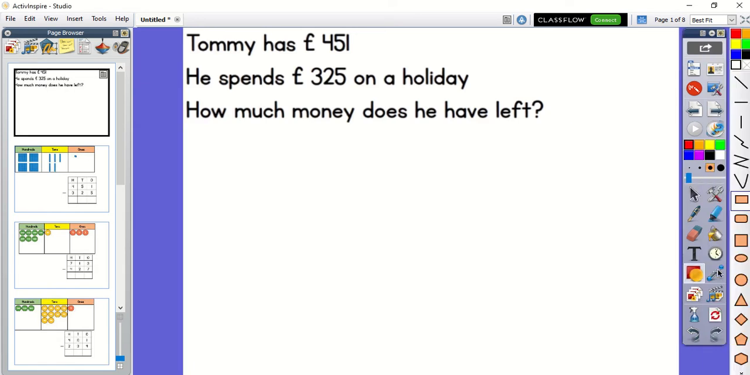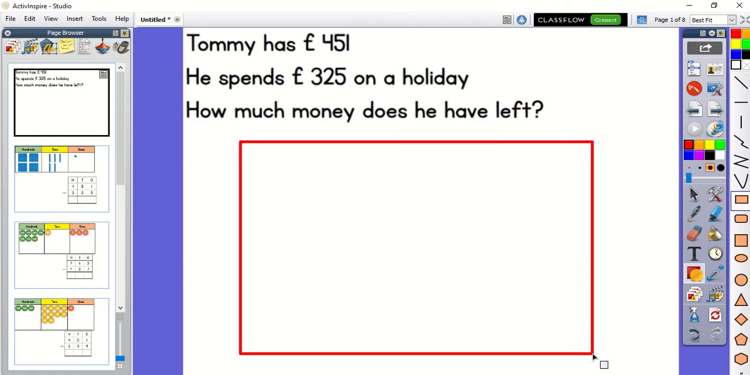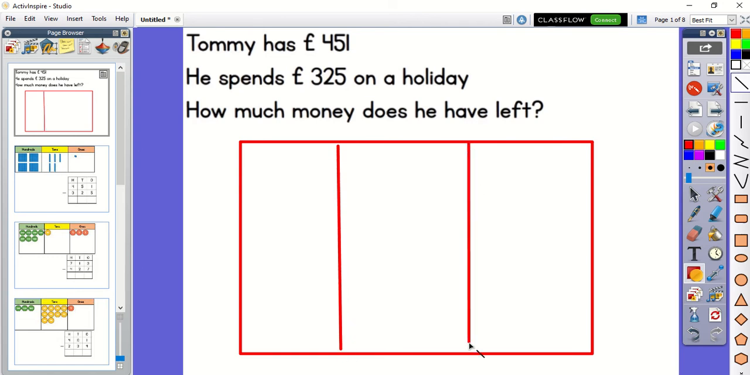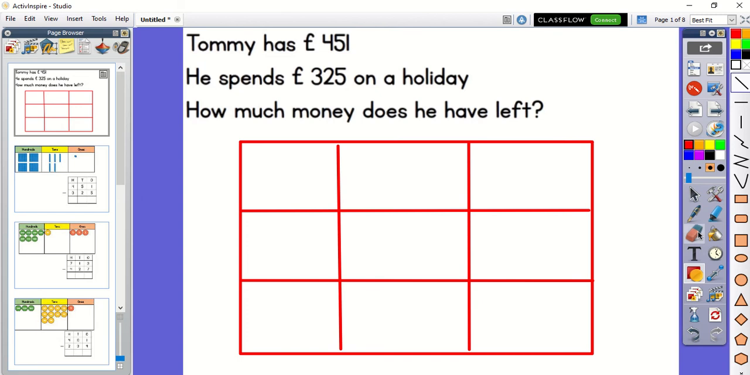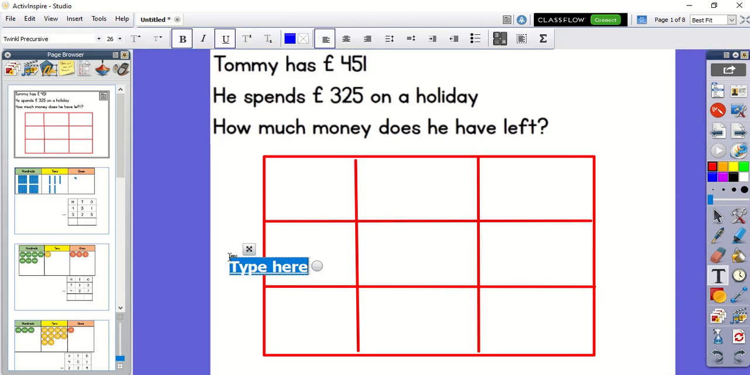Well, let's set up our column method. So there's my column method, nice and drawn out. Then I put my takeaway symbol here because that's what I'm doing. So I've got 451 take away 325.